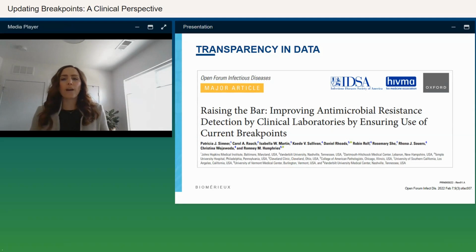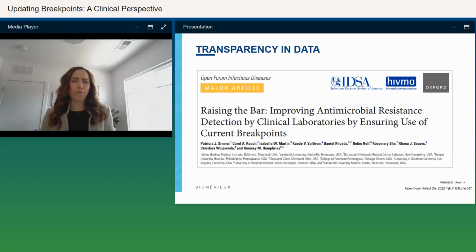Of the 1,500 that responded, about 1,250 were in the US, and the rest were at international sites. One of the biggest takeaways from this paper is that between 40 and 70% of labs, depending on the bug-drug combination, are reporting obsolete breakpoints. 40 to 70%. The kicker is that about 55% of those labs indicated they did not have plans in place to update them.